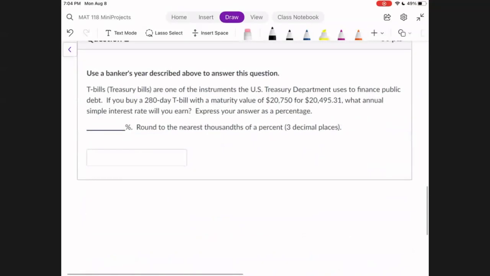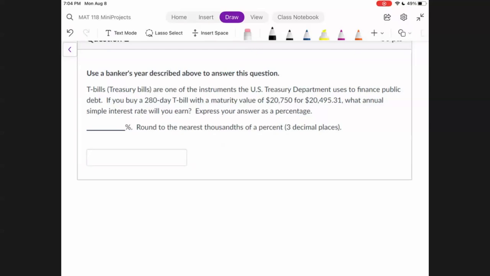T-bills, or treasury bills, are one of the instruments that the Treasury Department uses to finance public debt. If you buy a 280-day T-bill with a maturity value of $20,750 for $20,495, what is the annual simple interest rate? What this is asking is, if I remember, the maturity value is A, what you're going to get at the end. What you purchase it for would be your P. So what are we looking for? We're looking for the rate again.